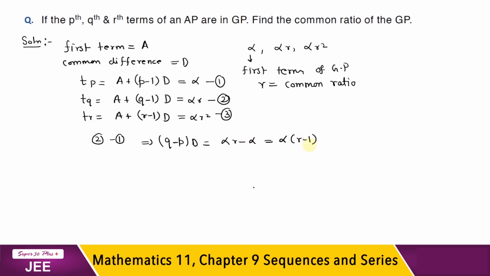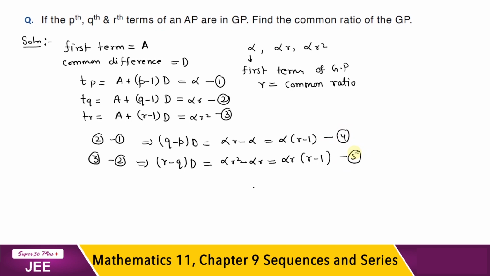Alright, similarly we are going to subtract relation 2 from relation number 3. So 3 minus 2 gives us, in the LHS, a gets cancelled off, and upon taking d as common and performing the subtraction, we are going to get (r minus q) times d is equal to alpha r square minus alpha r. So take alpha r as common and we are left with (r minus 1). Now let us consider this to be equation number 4 and this to be equation number 5.